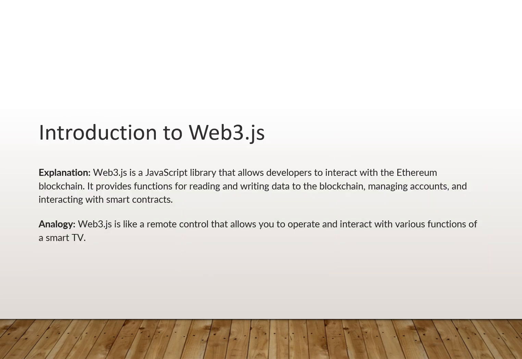Let's move forward. Web3.js is a JavaScript library that allows developers to interact with the Ethereum blockchain. It provides functions for reading and writing data to the blockchain, managing accounts, and interacting with smart contracts. Think of Web3.js as a remote control that lets you operate various functions of a smart TV, where the TV represents the Ethereum blockchain. Web3.js abstracts the complexities of blockchain interactions and provides a simple API for developers. It supports synchronous and asynchronous calls, making it versatile for different use cases.